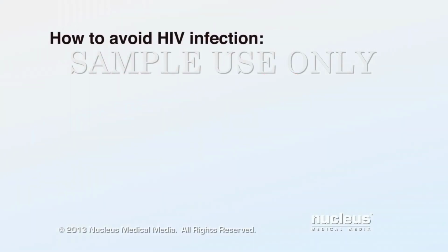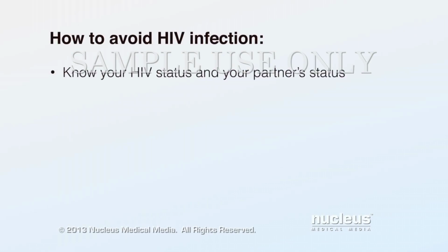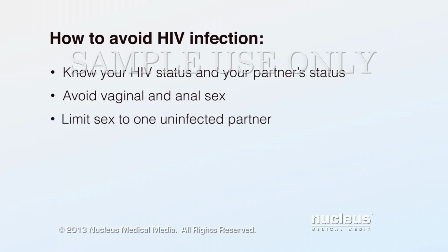To avoid getting or spreading an HIV infection, know your HIV status and your partner status by getting tested regularly. The most effective way to prevent HIV infection is to avoid vaginal and anal sex. When engaging in sexual activity, you will be less likely to contract HIV if you only have sex with one uninfected partner or use latex condoms for protection.